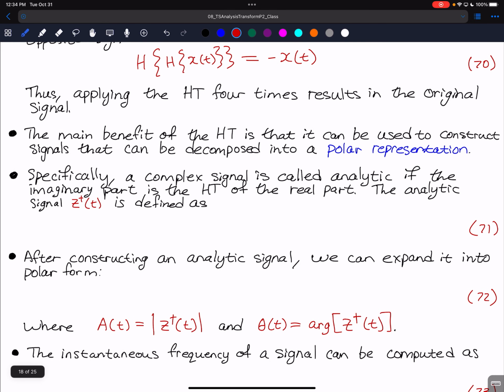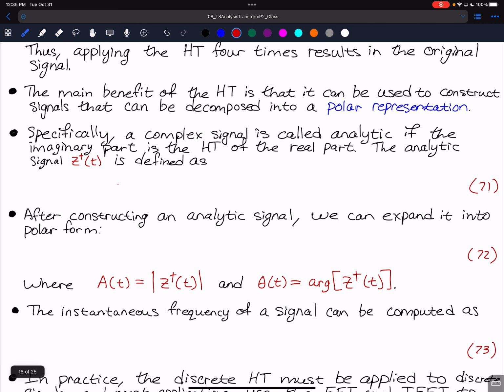And specifically, in this case, we're going to think of what's known as an analytic signal. An analytic signal is simply a complex signal that has an imaginary part, which is the Hilbert transform of the real part. So, for example, the analytic signal, which we're going to represent using a little dagger symbol, z dagger of t, is defined as z dagger of t is equal to z(t). So that's our real signal, what you would get from a measurement, plus j times the Hilbert transform of z(t). And that is our analytic signal.